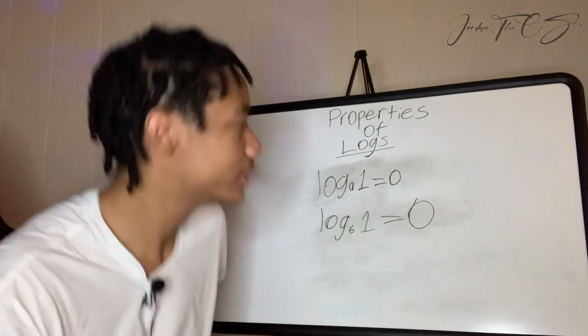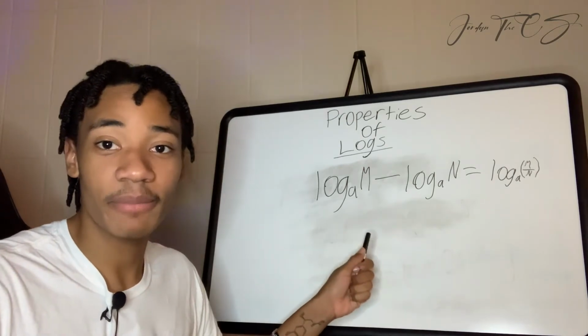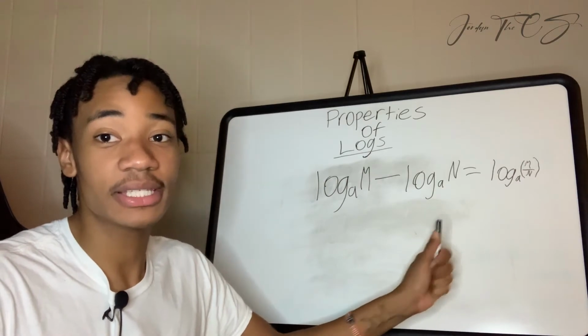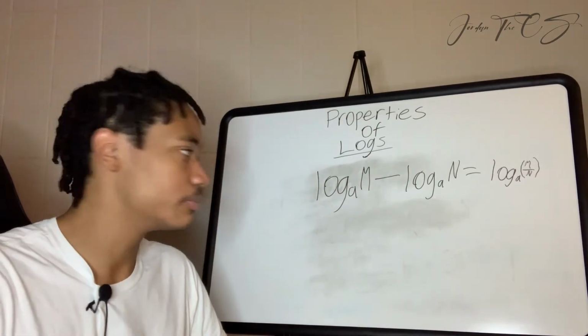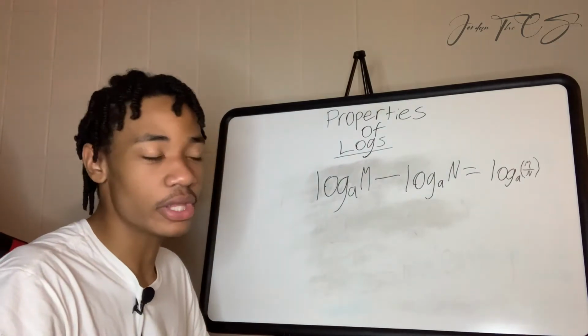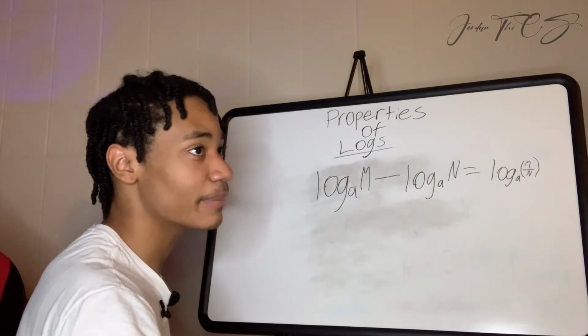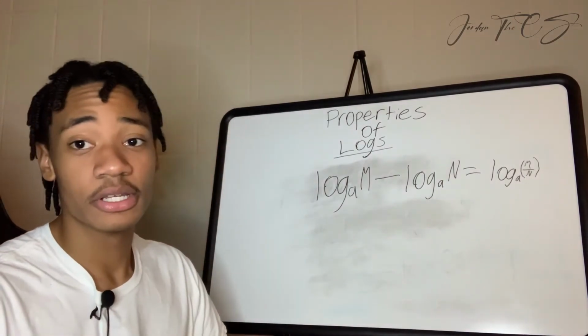I got a 40. Okay, so the next property I'm going to teach you guys is log base a of m minus log base a of n is going to equal log base a of m over n. Now this can also be reversed, but I'm going to show you guys the first way of getting to it, and then I'm going to show you guys getting back to the way that it was in the beginning. That's confusing. So let's write some stuff.